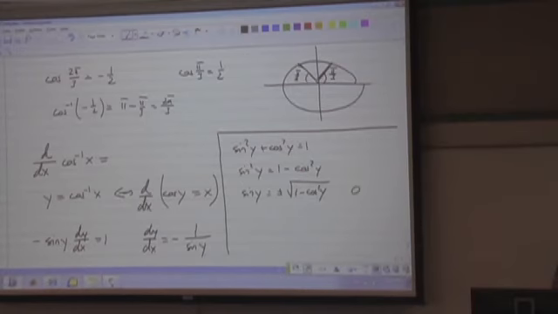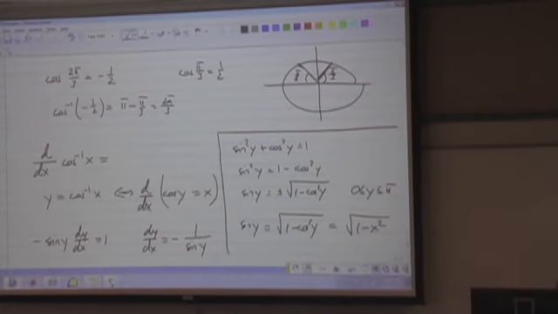Y lives between 0 and pi. Sine is positive between 0 and pi. So this becomes sine of y equals the square root of 1 minus cosine squared of y, which is the square root of 1 minus x squared.